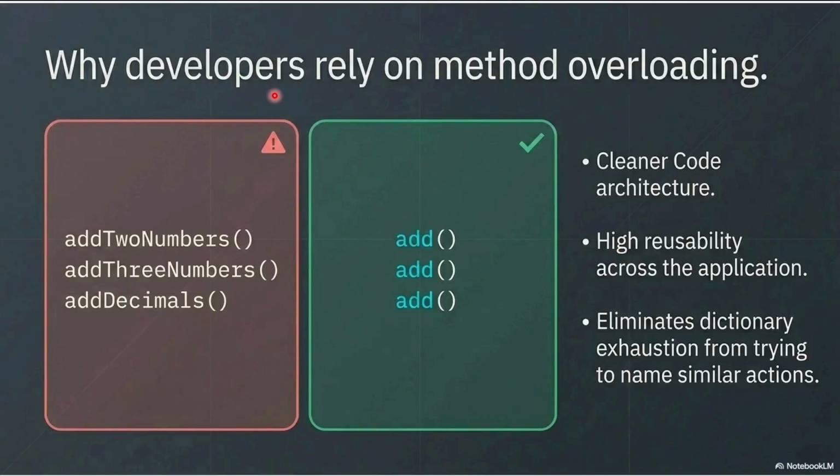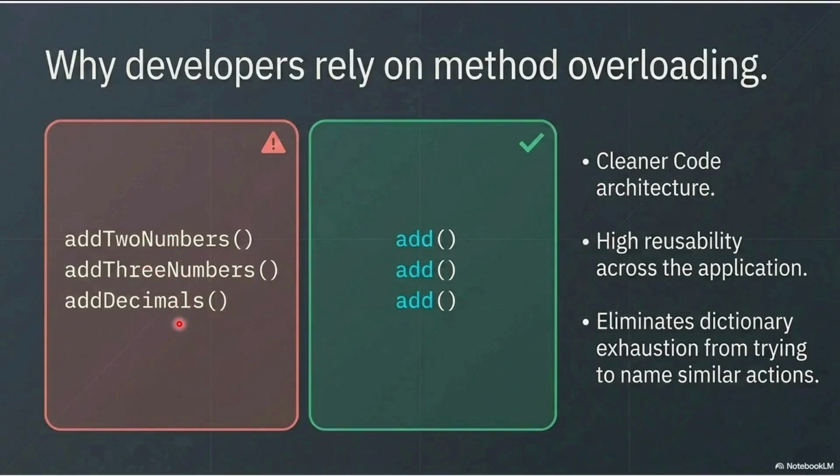Why do developers rely on method overloading? To keep the code clean, to have reusability of the code and all that. But that's the whole idea behind the OOP concept, right?